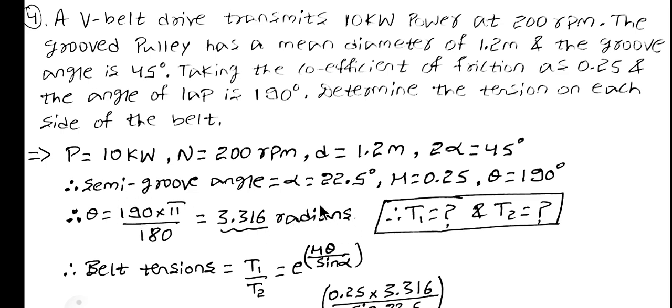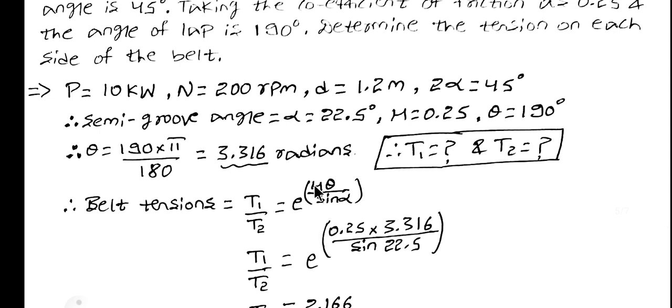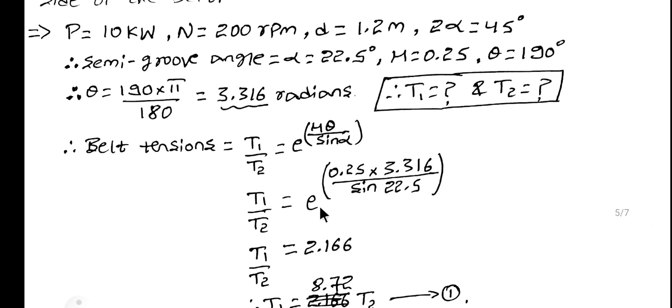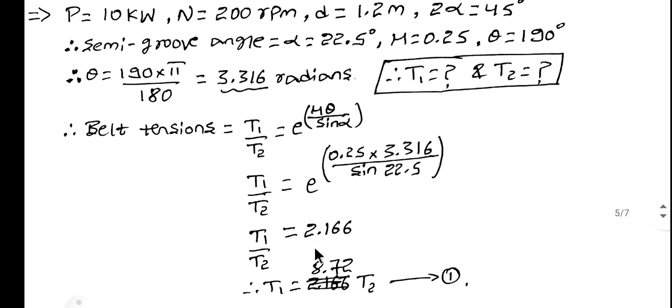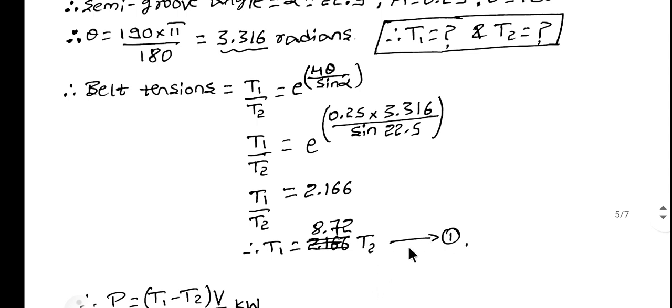Now substitute the value of mu, it is given as 0.25, theta radian it is 3.316, sine alpha is 22.5. Okay, you solve the equation, you will get the value as e raised to this will be 2.166. Oh, sorry, it is not 2.166, it will be 8.72. Now take this T2 to the right hand side, it will be T1 is equal to 8.72 into T2. Call this as equation 1. In this same equation, two unknowns are there.